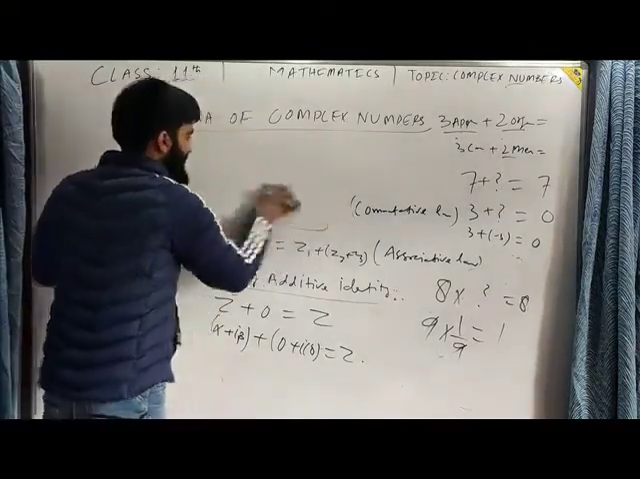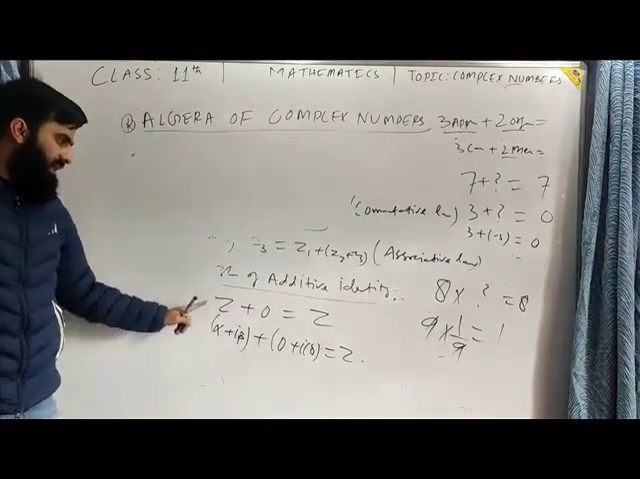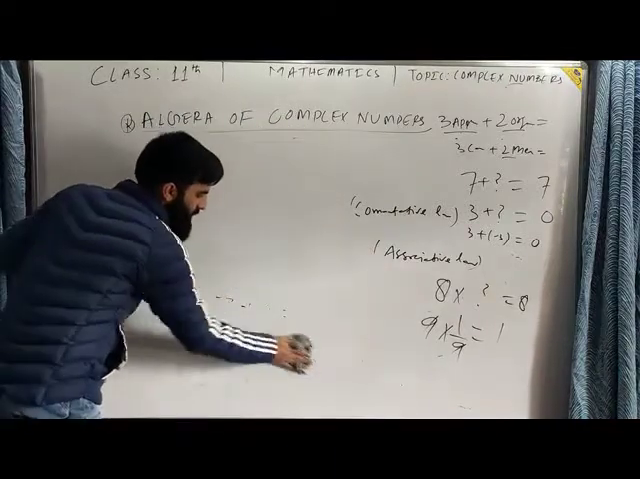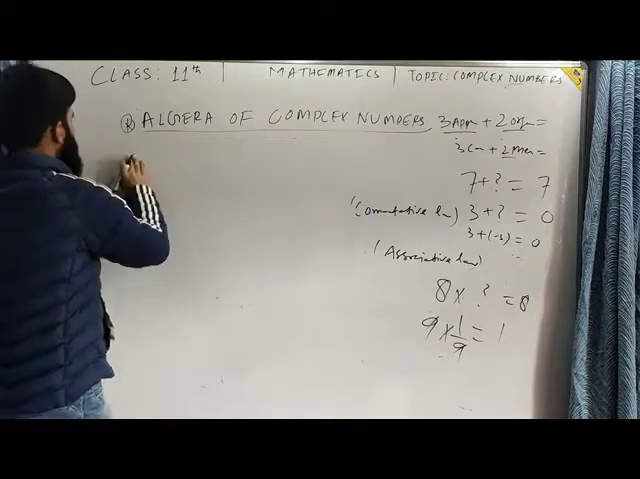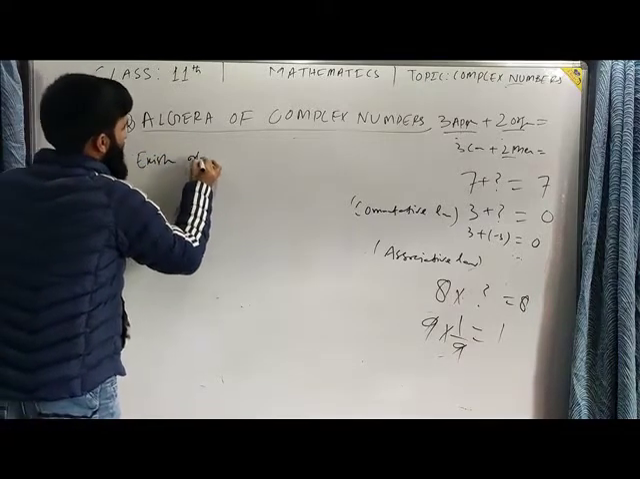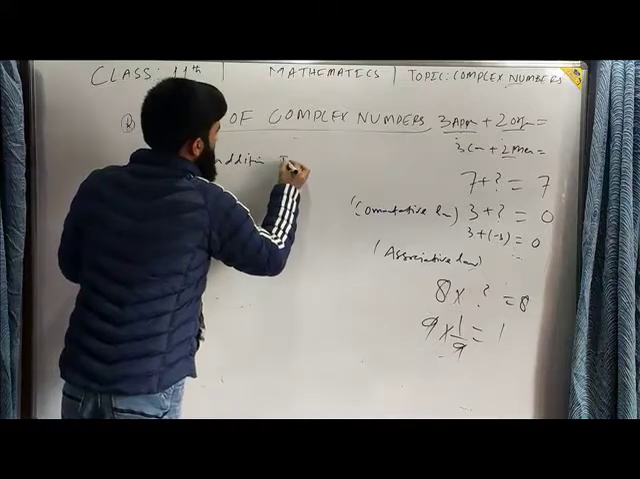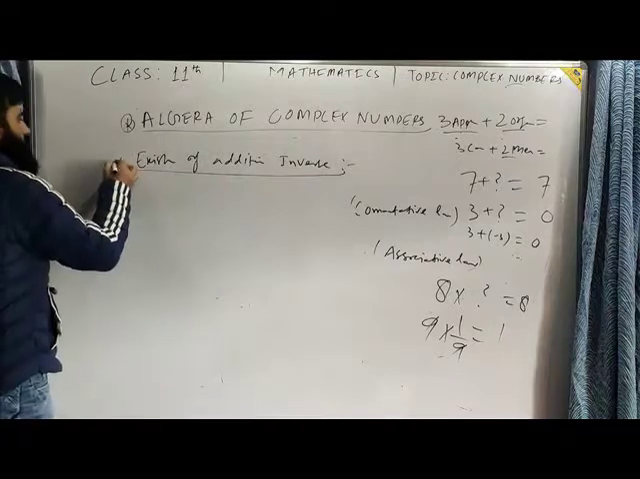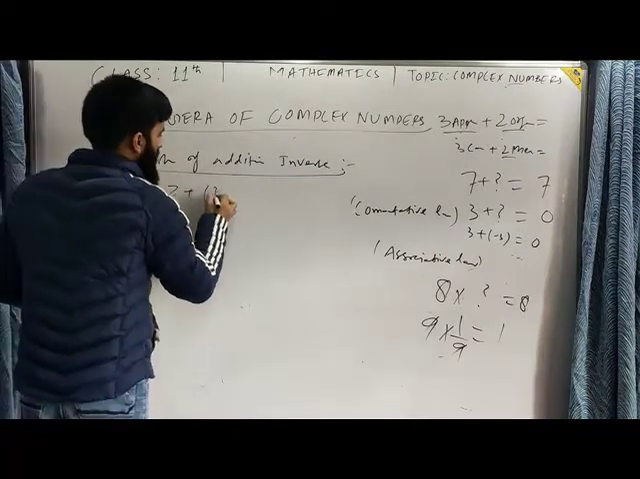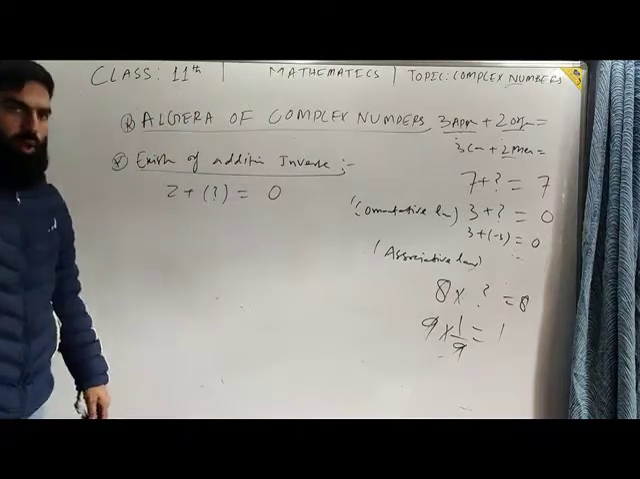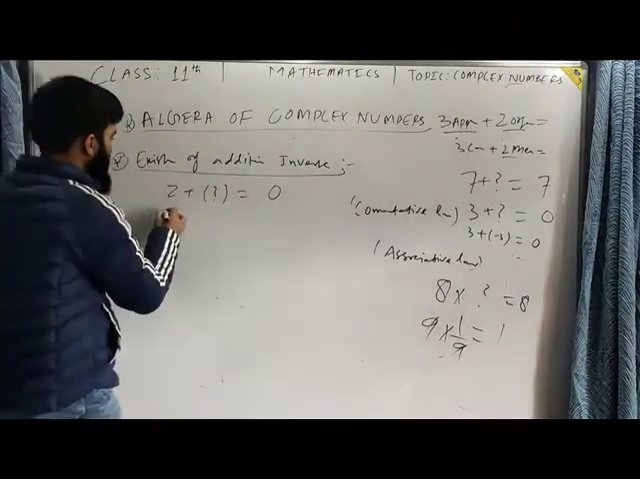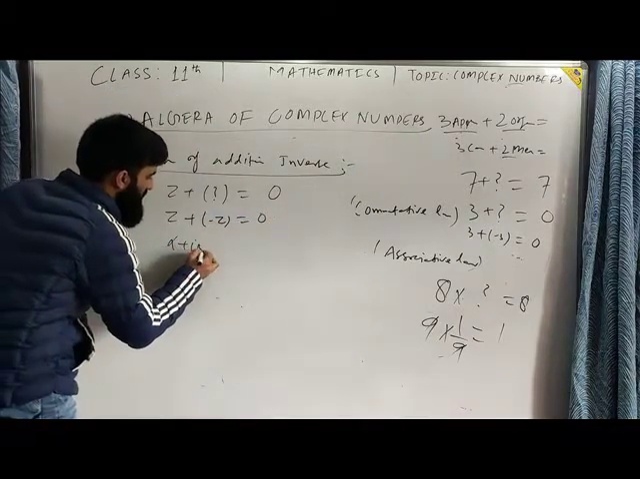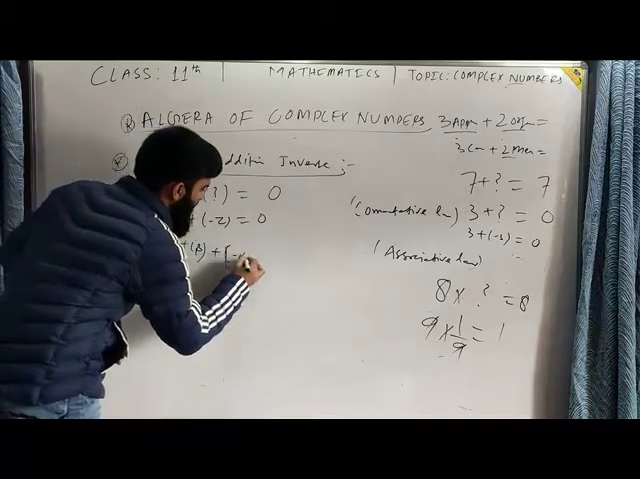So the additive property is clear: first the commutative property, then the associative property, then the existence of additive identity. Now we will see the existence of additive inverse. What should we add to a number in order to get the result as the zero complex number? Obviously that will be negative of z. So z plus negative z gives the value 0. If z is alpha plus iota times beta, then negative z will be minus alpha minus iota times beta.